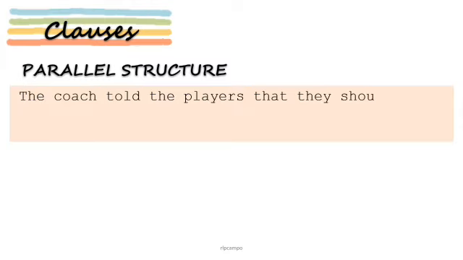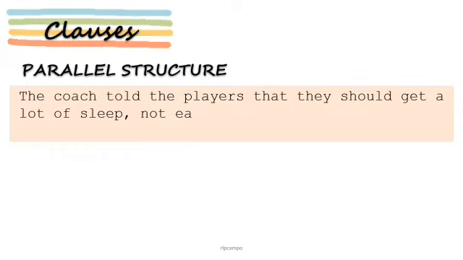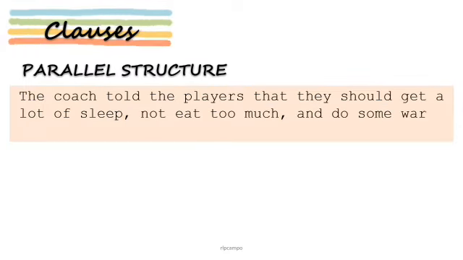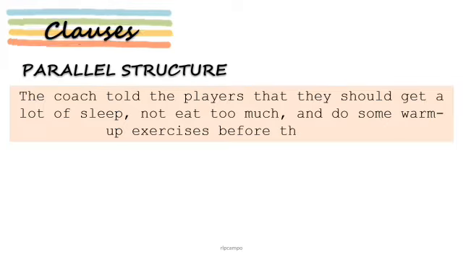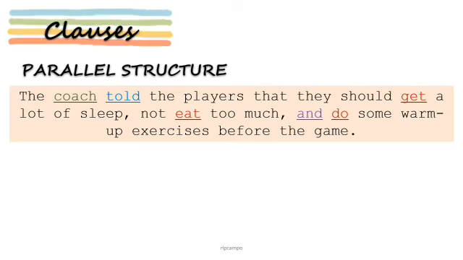Example: the coach told the players that they should get a lot of sleep, not eat too much, and do some warm-up exercises before the game. Observe the verbs underlined with red in the clauses. They are all expressed in the present tense, and that makes the sentence parallel.